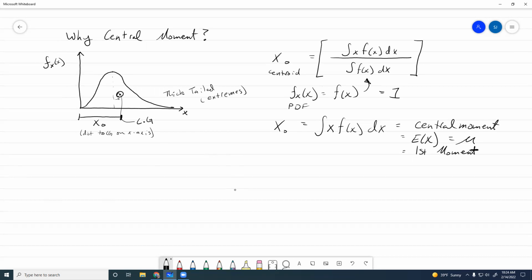So I can give you an example. Say x follows some function f of x, and I give you that function. That squiggly line just means follows. So x is a random variable that follows some function. I give you that function, and I say calculate the expected value of x, or the central moment of x.